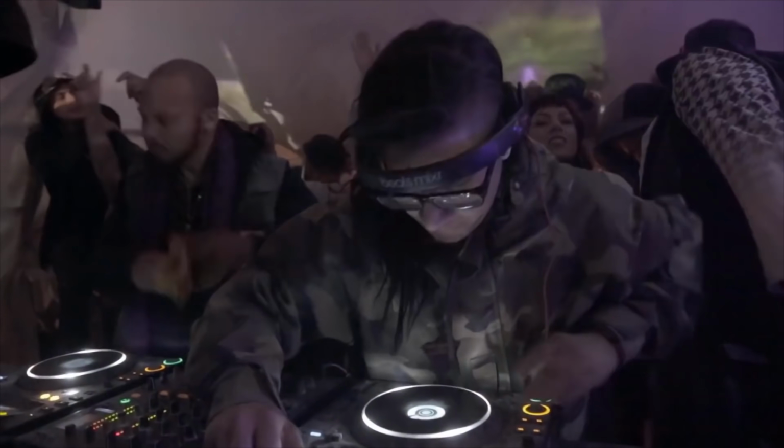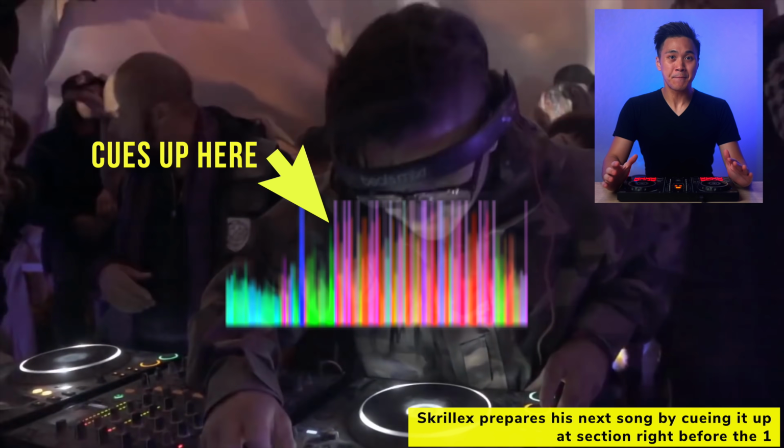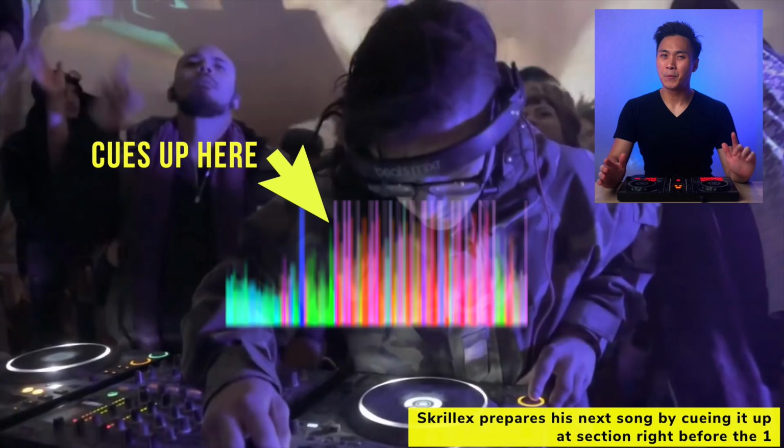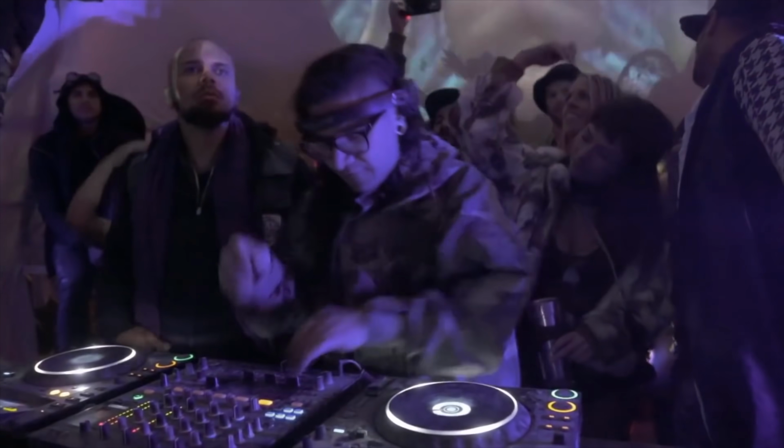Number 3. So Skrillex doesn't always beat match his songs. Sometimes he even just plays them in. The trick to doing this though is proper timing and counting. So Skrillex first prepares his next song by queuing it up at a section right before it hits the one, which should be a downbeat.